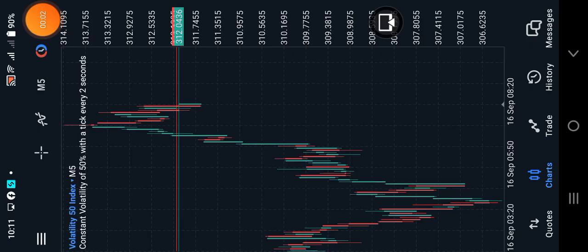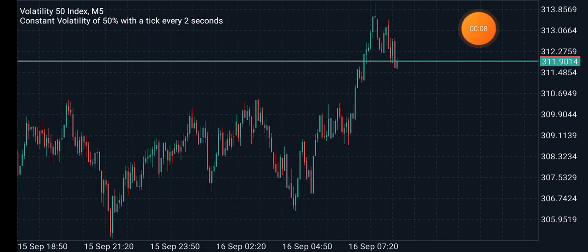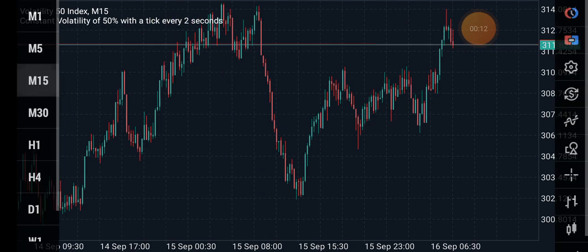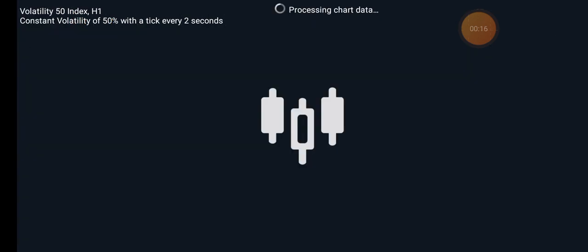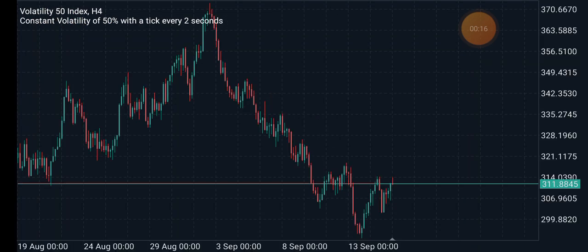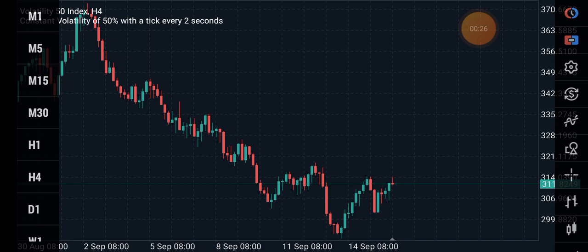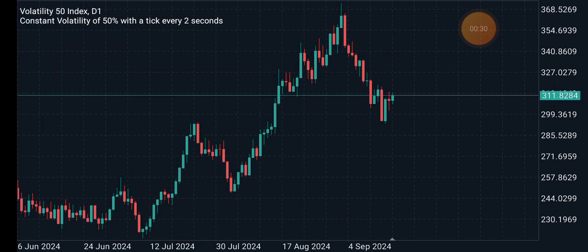So I'll be trying to analyze Volatility 50 again for today. So far so good. The market has been so interesting. Like we know, it is either we're going up or we're going down. It's either the market is doing a higher high, higher low, higher high, higher low, or lower high, lower low, lower high, and lower low.